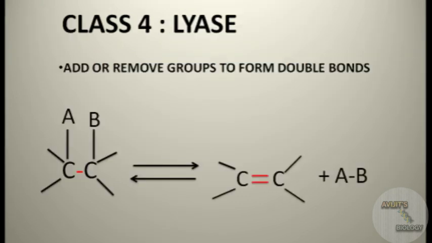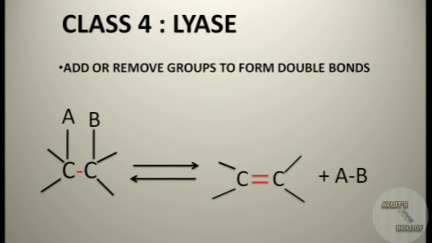This type of enzyme catalyzes the breaking of various chemical bonds, means they hydrolyze some chemical bonds and then form a double bond and a completely new structure. In the example which I have given here, the reaction catalyzed by lyase, the bonds between C and A and C and B are cleaved, and then the formation of CC double bond is done by the enzyme lyase, and a new complex AB is formed. This is how lyase enzymes catalyze the reactions.